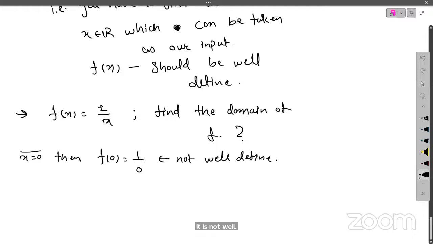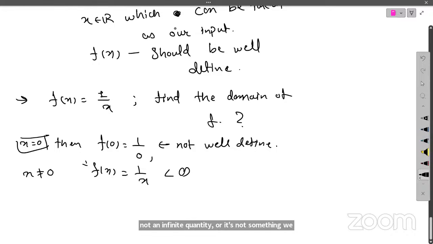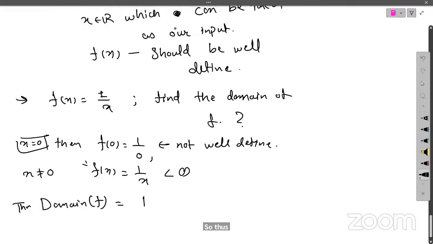So, if you take x not equal to 0, then f of x is equal to 1 by x, and it's some finite quantity, right? It's not an infinite quantity, or something we cannot justify. So that's why the domain of f is nothing but all real numbers minus the singleton 0.